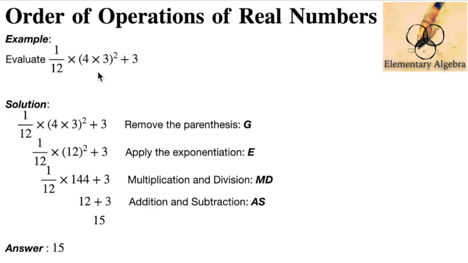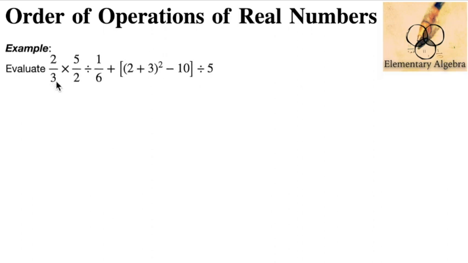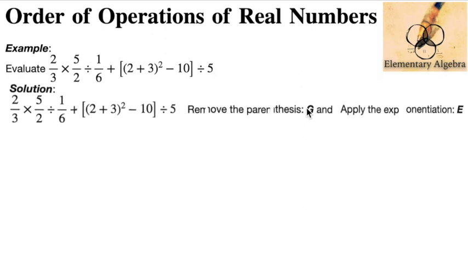Okay, next up, another example. We will be evaluating this: 2/3 times 5 over 2 divided by 1 over 6 plus this grouping of 2 plus 3 quantity squared minus 10, this grouping divided by 5. So let's do the step by step solution for this evaluation problem. Let's copy it first.